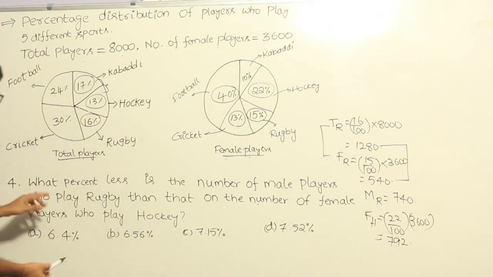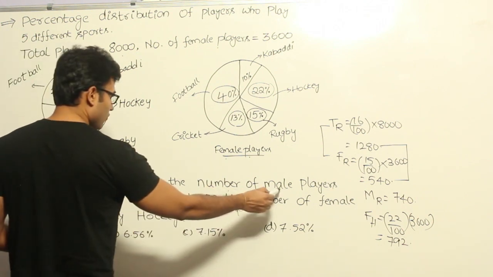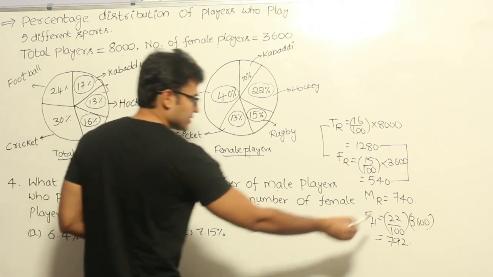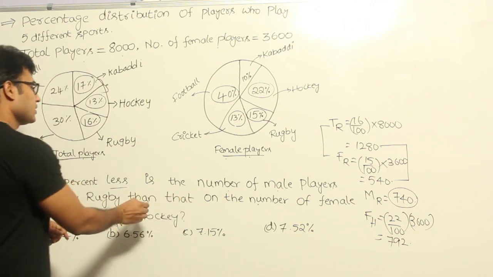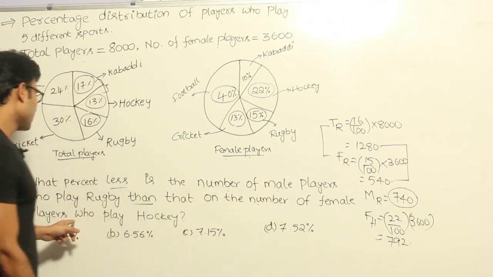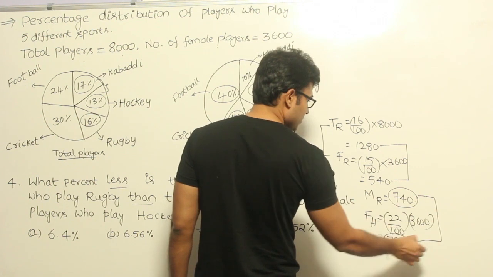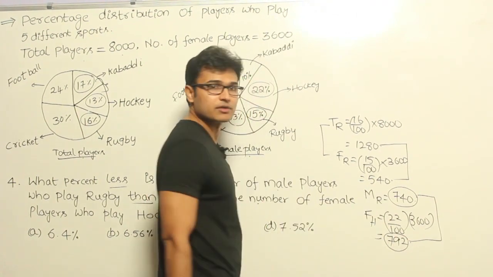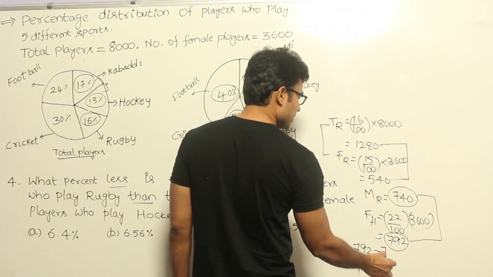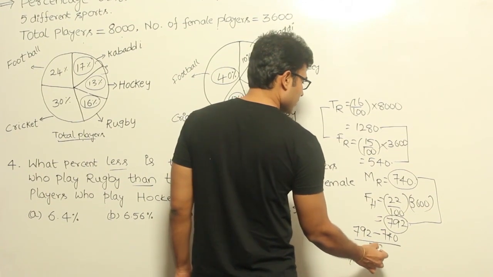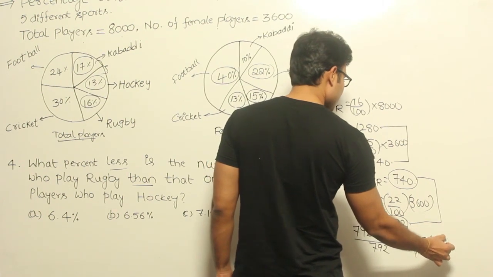And now if you see the question, what percent less? They are asking us what percent less is the number of male players who play rugby, which means this number, male players who play rugby, then the number of female players who play hockey. So female players is given here. So they are asking us the difference. How much is this number less than this number, right? So how can you write it? It is 792 minus 740 divided by 792 into 100. Now if you compute it, it is going to be 6.56%, right?